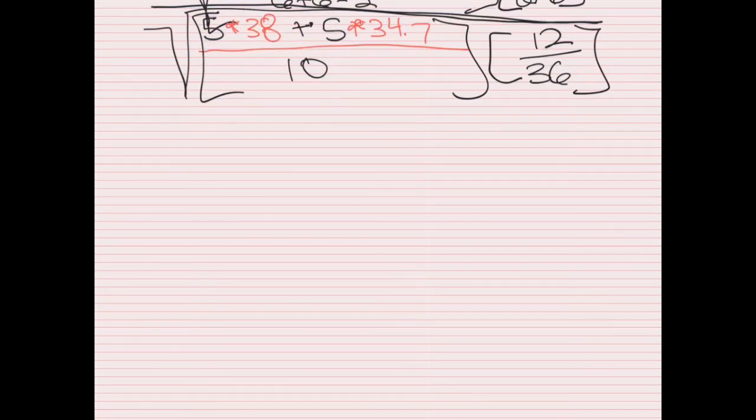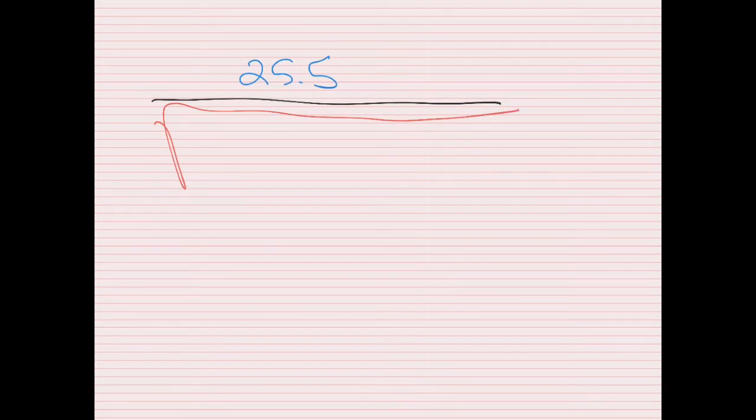Well, we'll just kind of start on solving this on the next sheet of paper. Here we go. All right. So we've got our 25.5 as our numerator. Then we can work this out, remember the big square root, and then the 38 times 5 would be 190. And then the 34.7 times 5 would be the 173.5. And all of that, as you remember, is over 10.